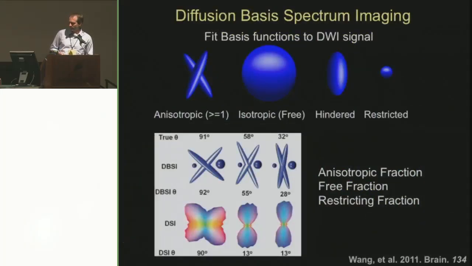Another example from Victor Song and his colleagues is to fit basis functions to the DWI signal, and from that they were able to show that their DBSI is better at resolving narrow fiber crossings than DSI.